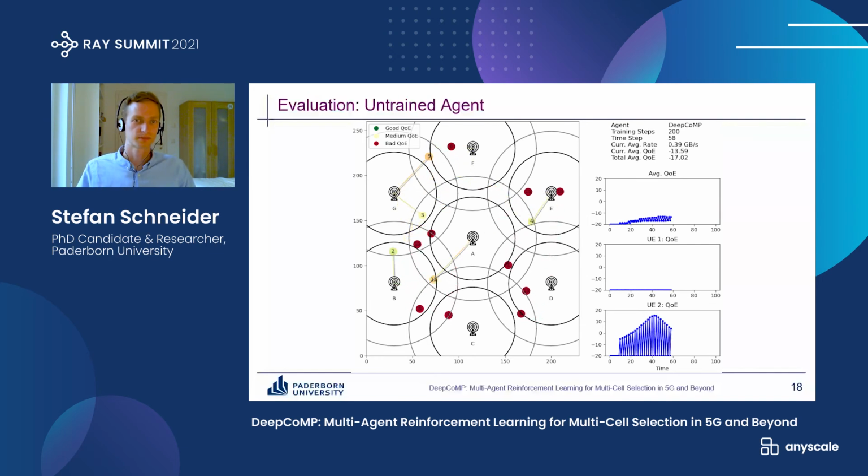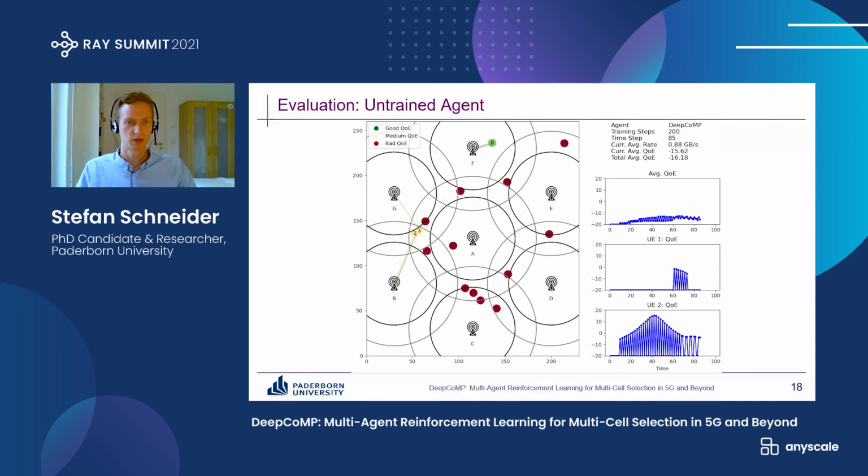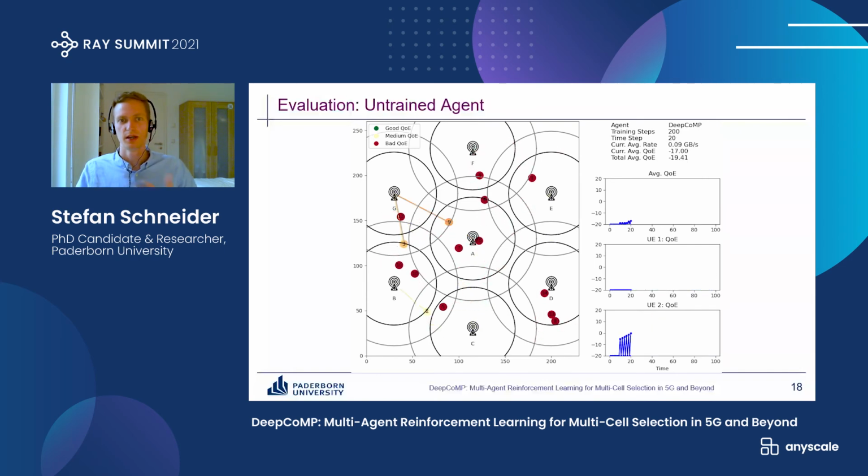And we have 7 different cells here indicated by these antennas. And each of these larger circles indicates the rough range here. And then we have the small points or circles with different colors that move around. These represent the different users. And the color represents the current quality of experience of these users, where red is really bad.